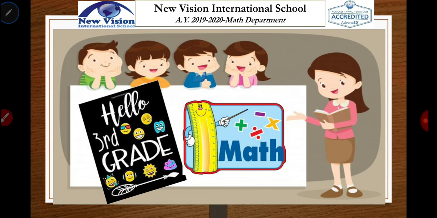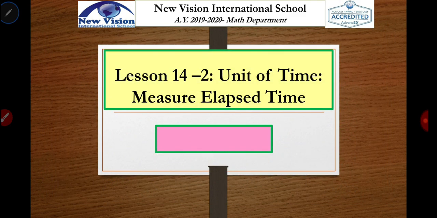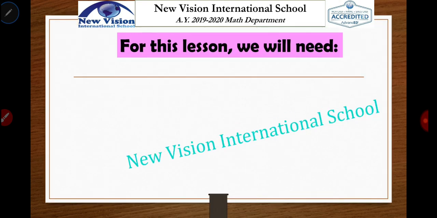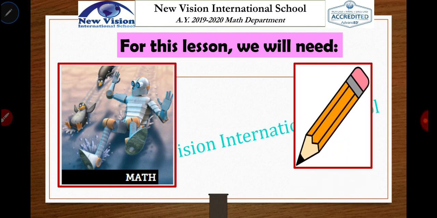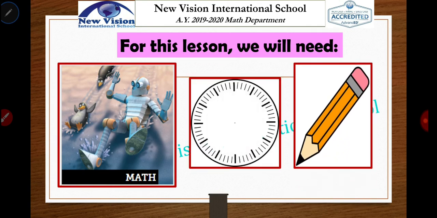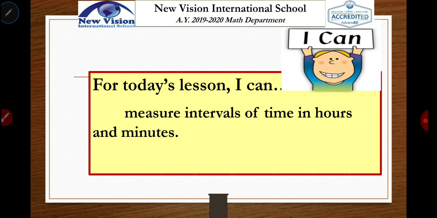Okay, so for today, we are going to have still a lesson at topic 14, lesson 2, the part 2 of the lesson. We have unit of time, measure elapsed time, still on pages 745 to 748. For this lesson, we will still need your math book, your pencil, and an empty clock face, as well as a ruler and a pencil, just in case you will be needing them. For today's lesson, you say, I can measure intervals of time in hours and minutes.